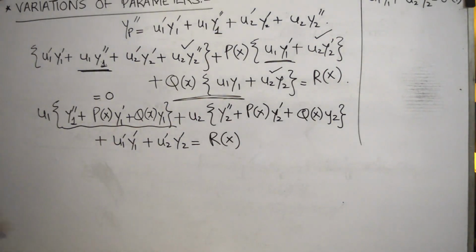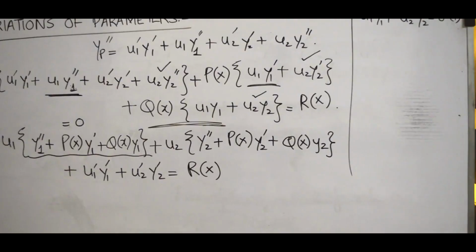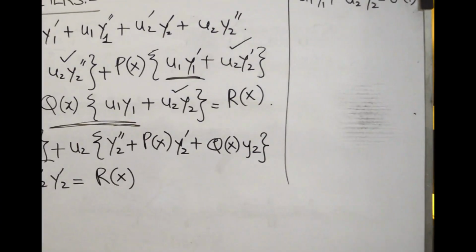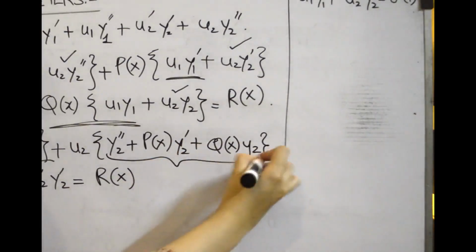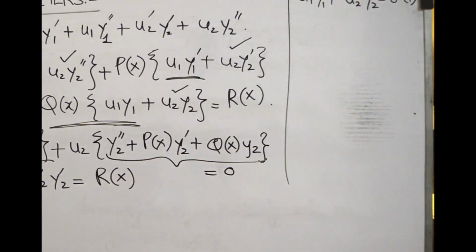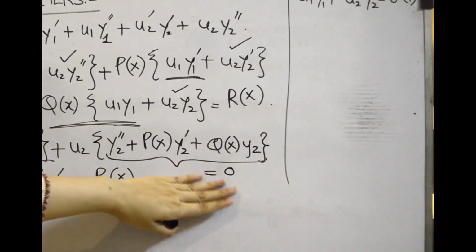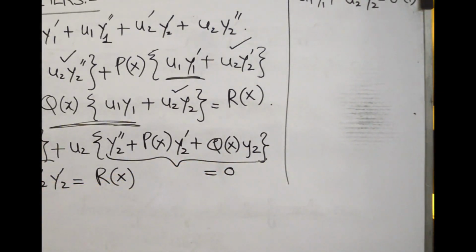And also y2 is another linearly independent solution, so that means it obeys also the standard form of second order linear differential equation, homogeneous differential equation. Because it is a solution, so that means it is also equal to 0. So that means that these two, u1 and common term and u2 and common term is equal to 0.